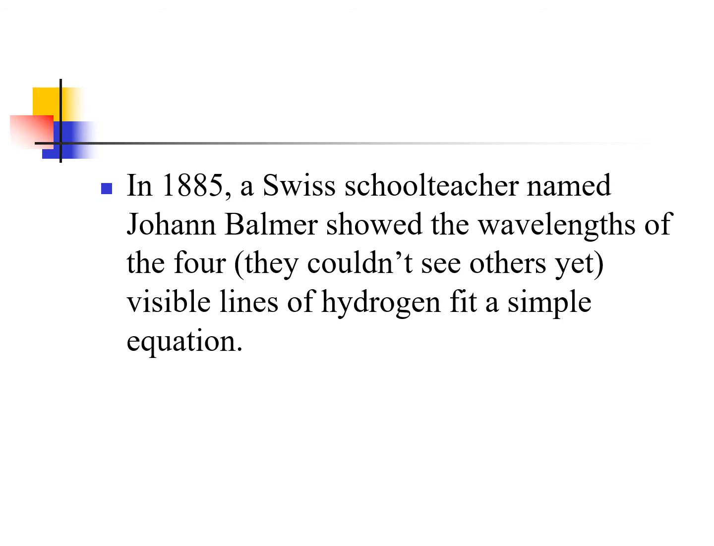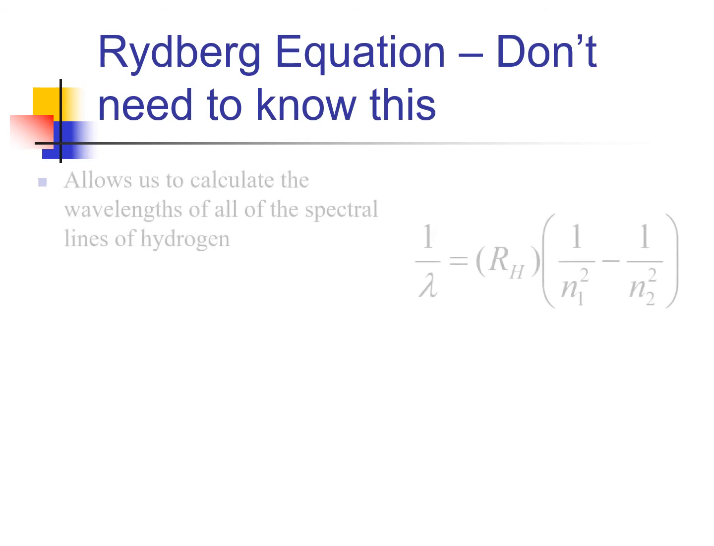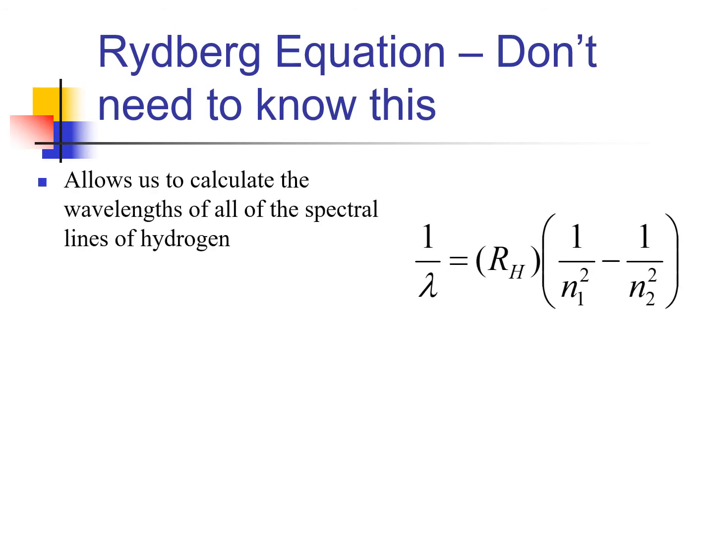Now in 1885, a Swiss schoolteacher named Johann Balmer showed that the wavelengths of the four visible lines of hydrogen fit a simple equation. Balmer's equation was later extended to more general use and called the Rydberg equation. I'm going to show this to you, but you don't need to worry about it. The Rydberg equation lets you calculate the wavelengths of all of the lines of hydrogen.